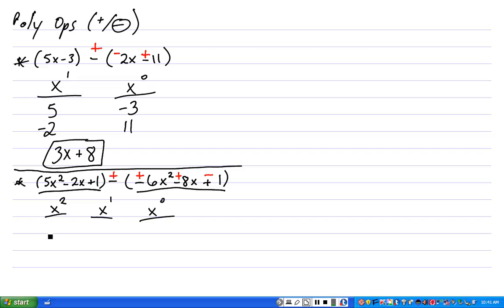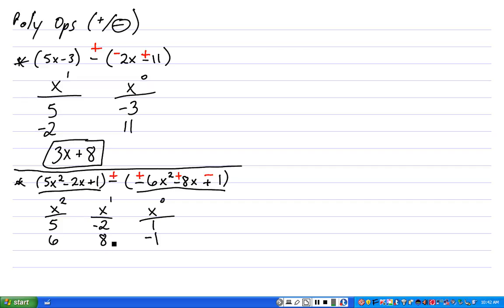Okay, so my x squared, I have a 5x squared, and now I have a plus 6x squared, so positive 6. Alright, under my x's I have a negative 2, and now it's a plus 8. Was a negative 8, now it's a plus 8, or positive 8, however you want to look at it. Okay, for my x to the zeros, or my constants, I have a 1, and now a minus 1. So everything's accounted for. 6 terms total in the problem.